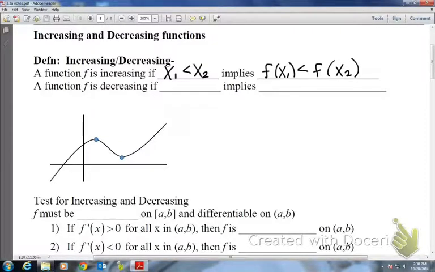And for the second one, if it is decreasing, that means that x1 being less than x2 implies that the y value of x1 is greater than the y value of x2.